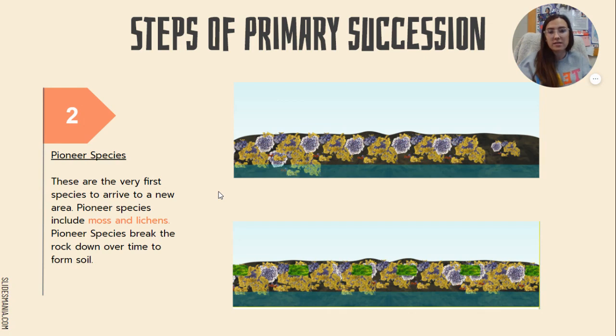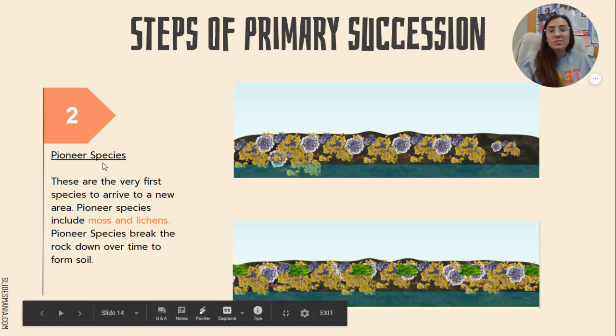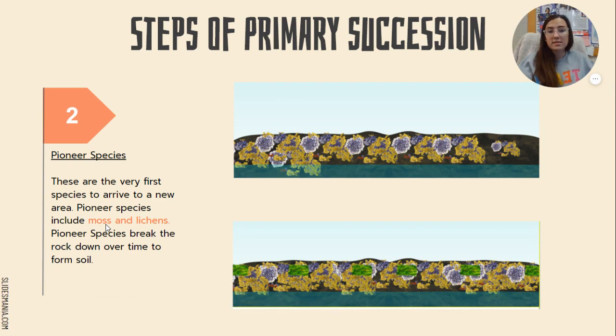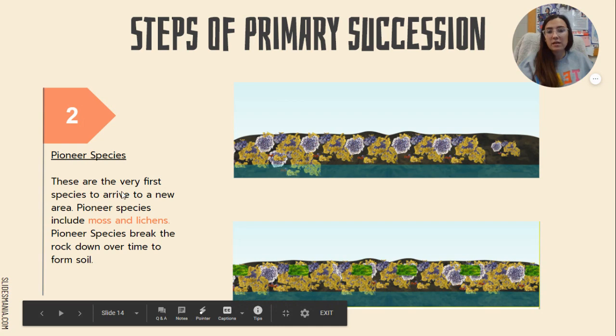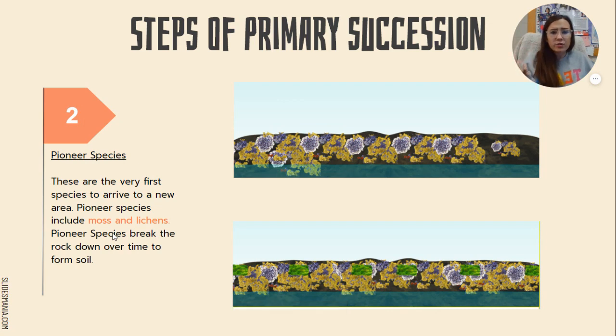Pioneer species, okay? They pioneered a way to create soil. Our species that are first to live here are going to include moss and lichens, okay? Your moss is green, and your lichens are represented by the purple. You guys have probably seen moss before outside, on the trees, on the ground. It's the same type of moss.